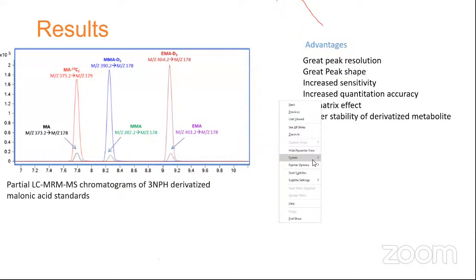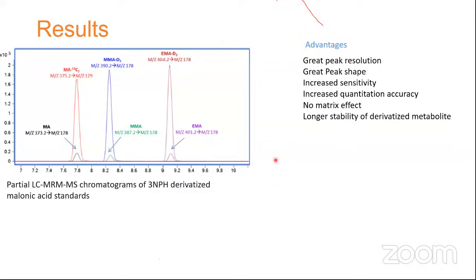See here, you can see the internal standard spiked into the malonic acid, the internal standard spiked into methyl malonic acid, and the internal standard spiked with the ethyl malonic acid. That is EMA D3, methyl malonic acid D3, and malonic acid 13C2. These are isotopic labeled compounds, and along with the malonic acid, methyl malonic acid, and ethyl malonic acid, they are eluted at the same retention time. You can see all three peaks.